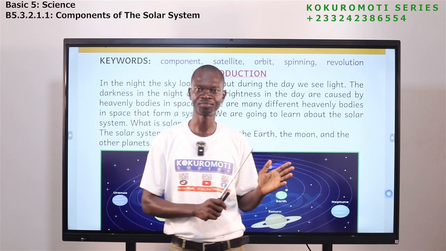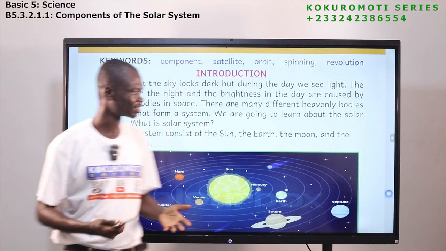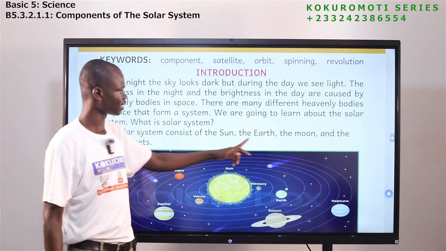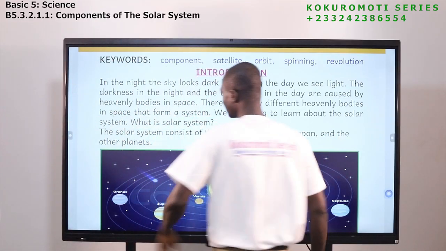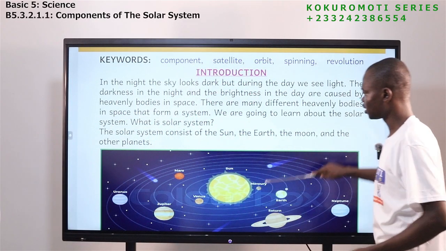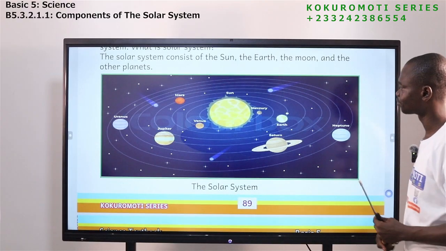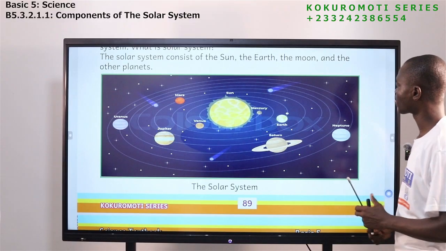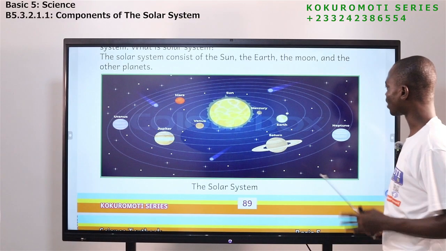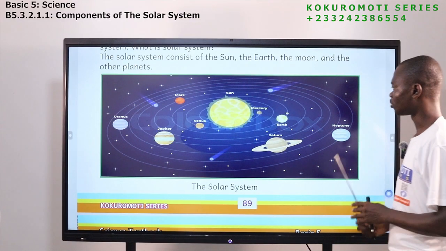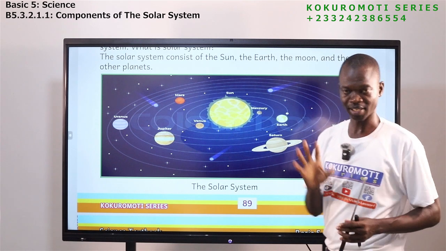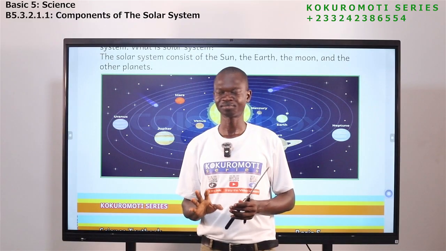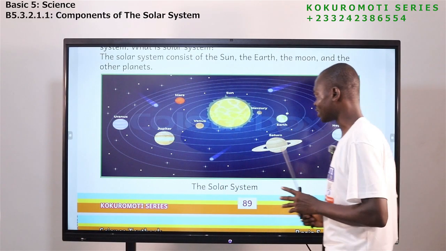They are part of what? The solar system. Okay, so now what is solar system? Solar system consists of the sun, the earth, the moon, and the other planets. So this is a picture of the solar system. The sun, the earth, the moon, and other what? Planets. Now, the solar system has 8 planets. It has how many planets? 8 planets.